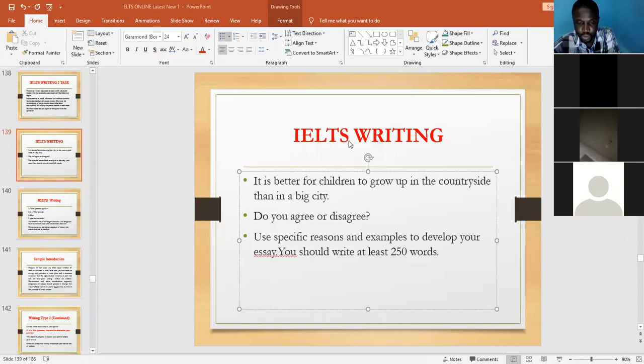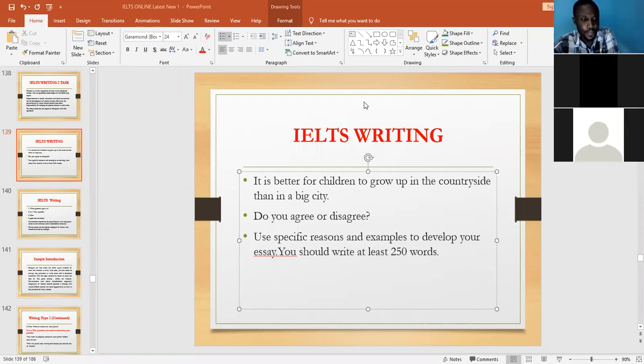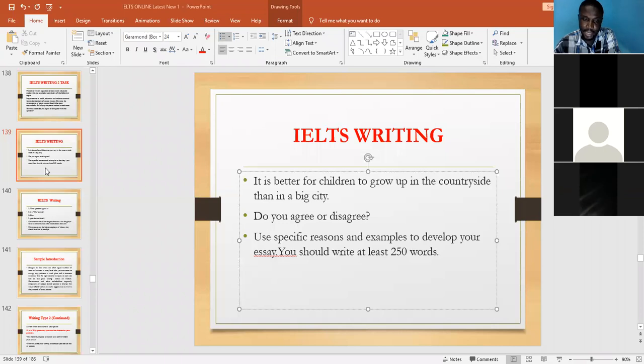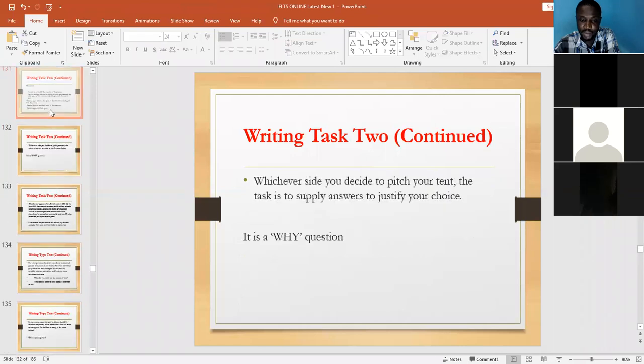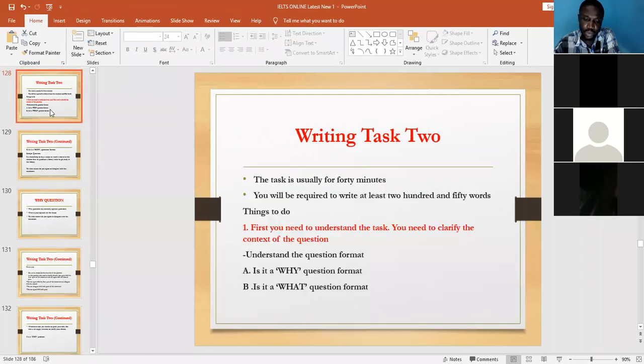Okay, so in the last class, I did an introduction to the stages for writing, doing writing task 2. Yes, I said the stages, and I took us through the first stage, which was to understand the task. That is, you need to clarify the question type.